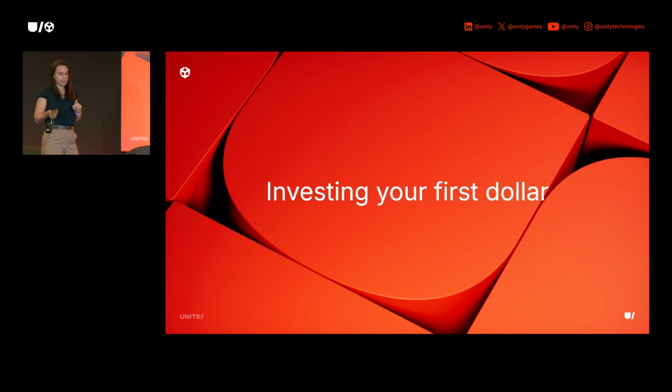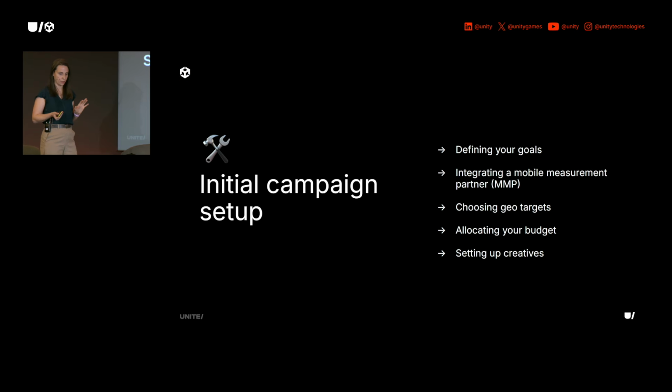So let's talk about the next stage here, which is investing your first dollar, right? And I think this is the piece where a lot of developers get overwhelmed, because user acquisition is a lot, right? So we're going to try to break it down. When we think about it, we first want to set up our campaign, right? So how do we do that? We go through all of these stages, and we're going to talk about them. The first one is defining your goal, and that's maybe the most important one.